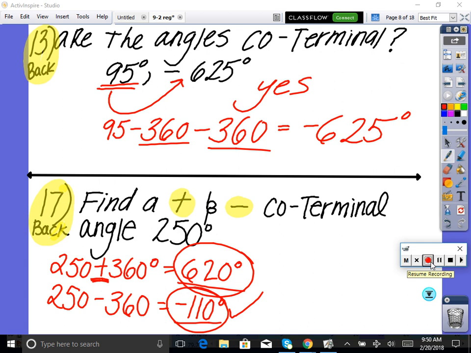Okay, so this is 610. Right here? Okay, cool. Good fix.